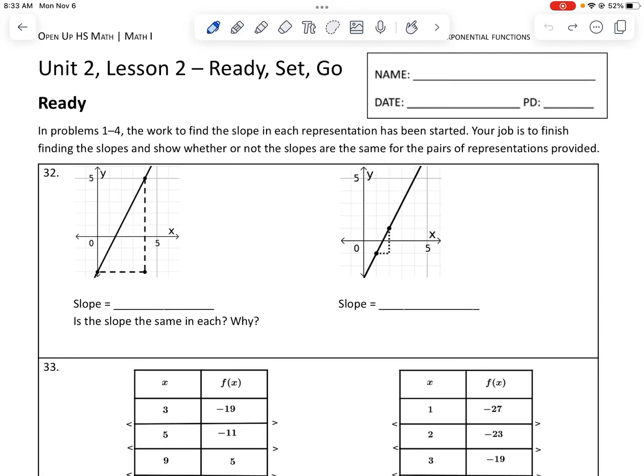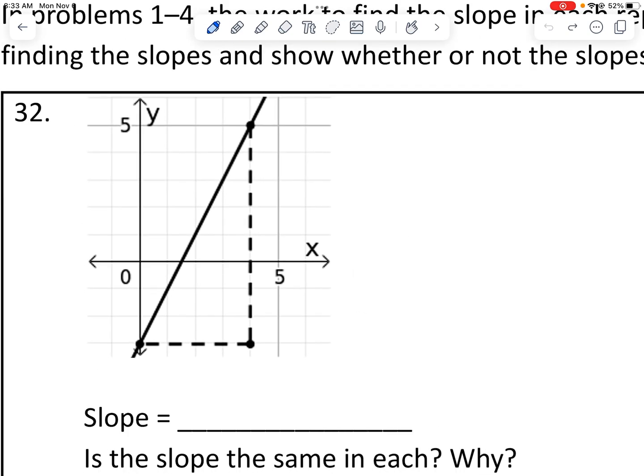Hello, ladies and gentlemen. Time for a quick little overview of what's going on with the Unit 2 Lesson 2 Ready, Set, Go. At the beginning here, you're getting the slopes presented here, which if you remember on the graphs, slope is always the rise over the run.